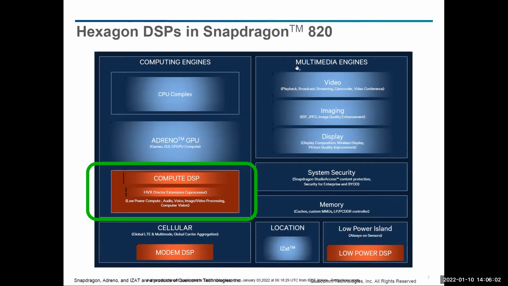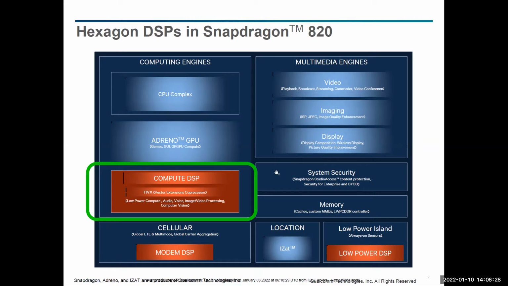dedicated hardwares for doing multimedia processing. There is dedicated hardware to do video playback, broadcast, streaming, and conferencing. There is a dedicated imaging hardware called ISP, image signal processor. And there's dedicated hardware for doing all display related processing, like for Wi-Fi display or wireless display.